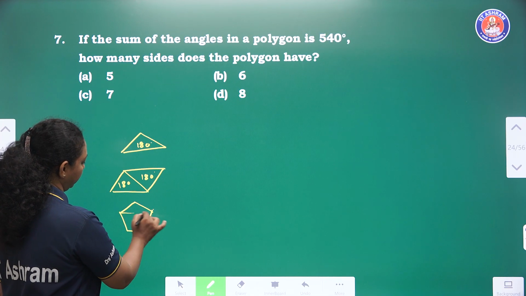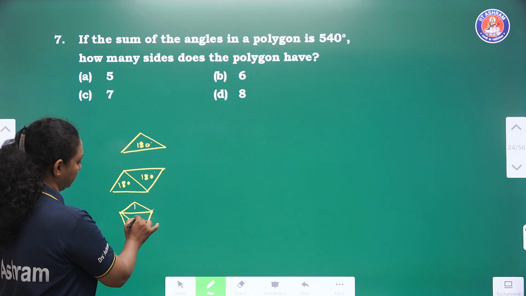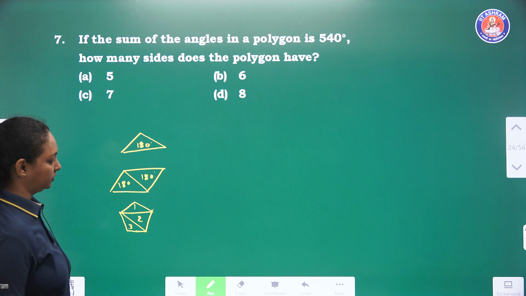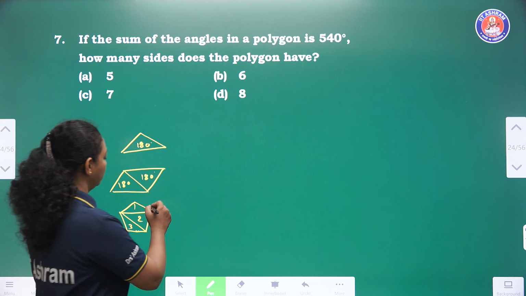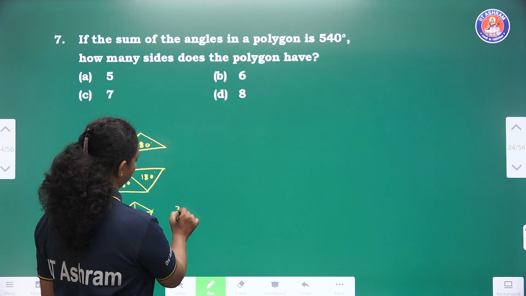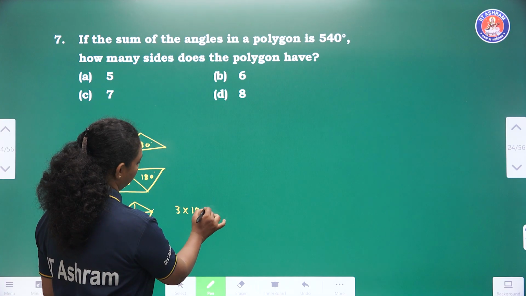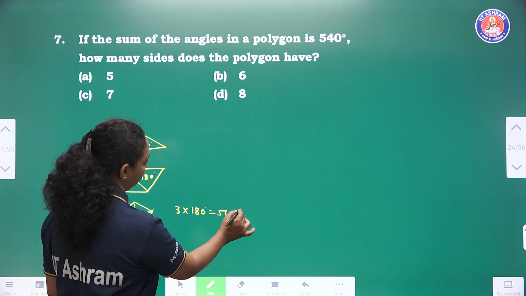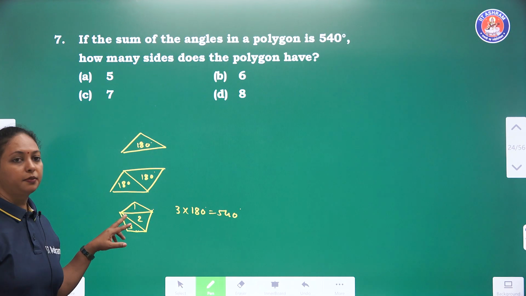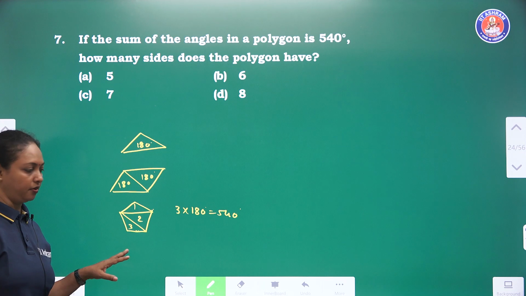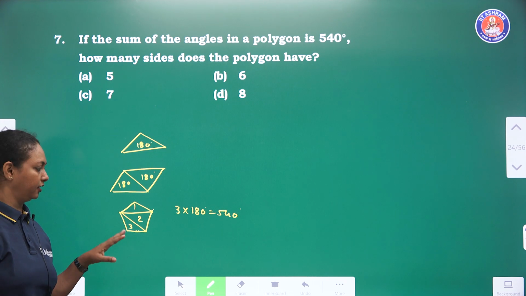Then it is divided into the least number of triangles, that is 3. Right? So 1, 2 and 3. So 3 triangles. So 180, 180, 180. So 3 times 180 is equal to what? 540 degrees. It means that 3 is the smallest, or minimum, number of triangles formed.